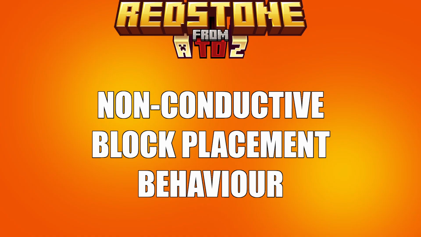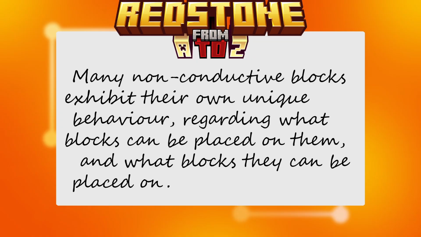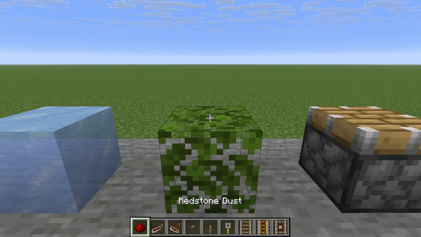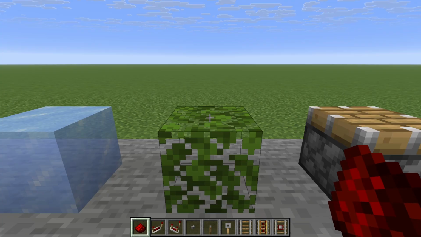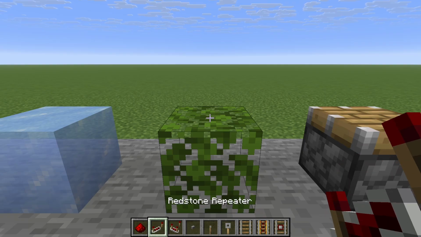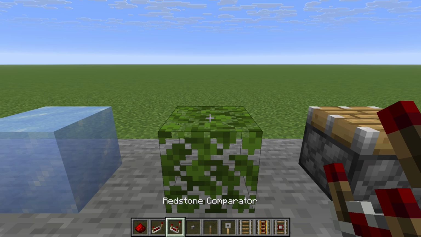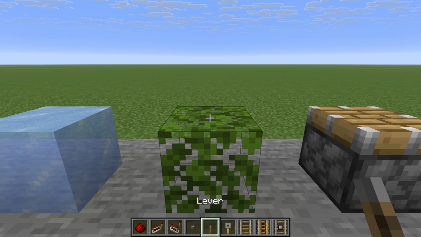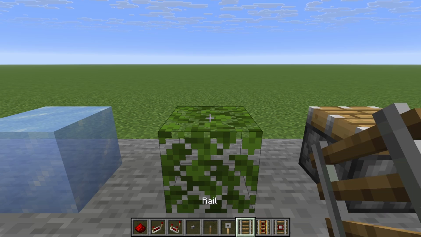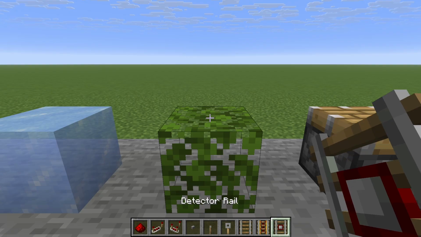Non-conductive block placement behavior. Many non-conductive blocks exhibit their own unique behavior regarding what blocks can be placed on them and what blocks they can be placed on. For example, leaves are a full solid non-conductive block, but certain redstone related blocks cannot be placed on them: redstone dust, redstone repeater, redstone comparator, button, lever, tripwire hook, rail, and its varieties.